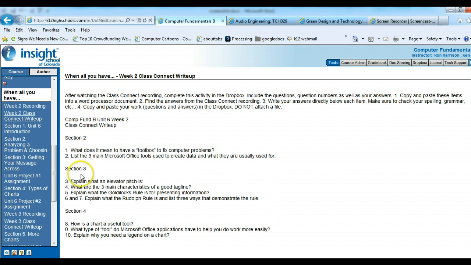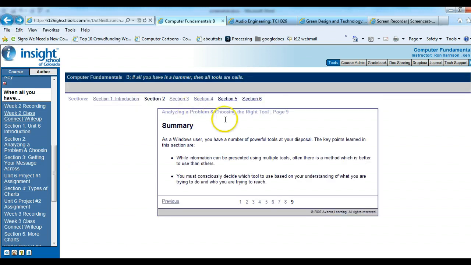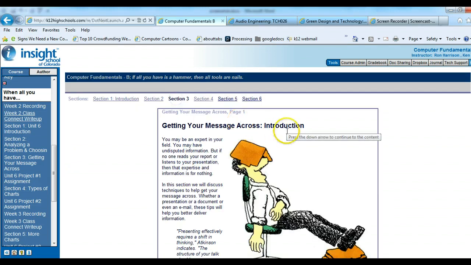Exactly. In section 3, explain what an elevator pitch is, three main characteristics of a good tagline, explain what the Goldilocks rule is, and explain what the Rudolph rule is, and there's three ways to demonstrate the Rudolph rule. So now we're into section 3.